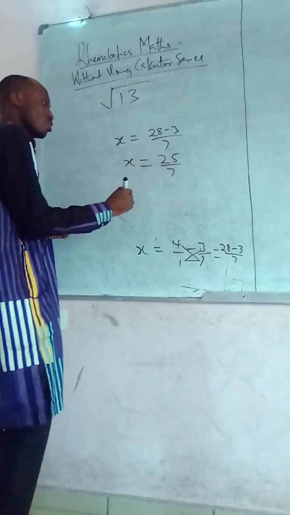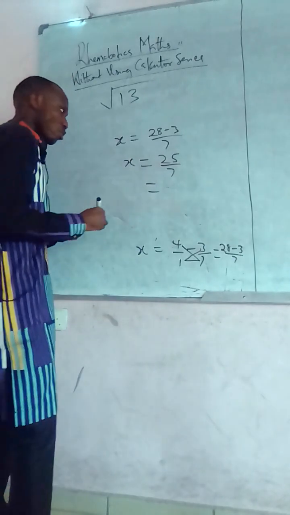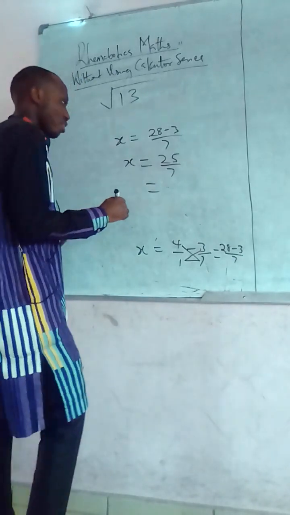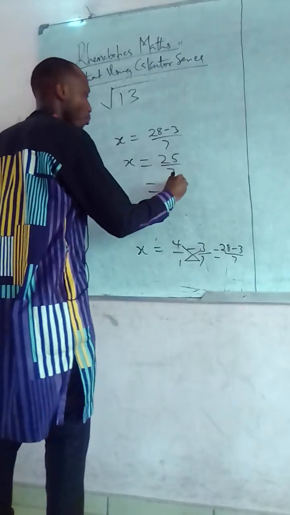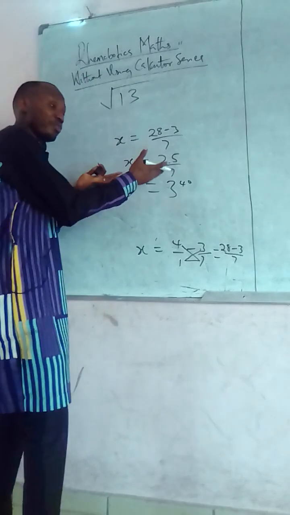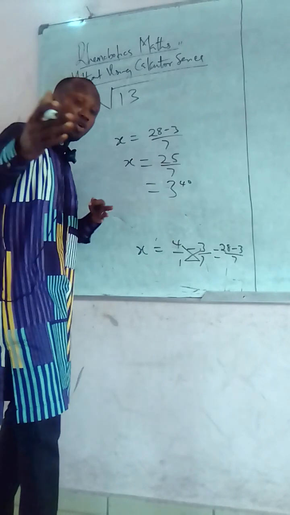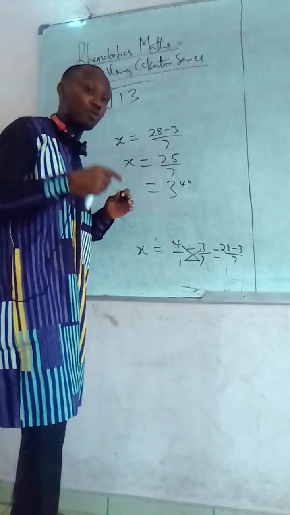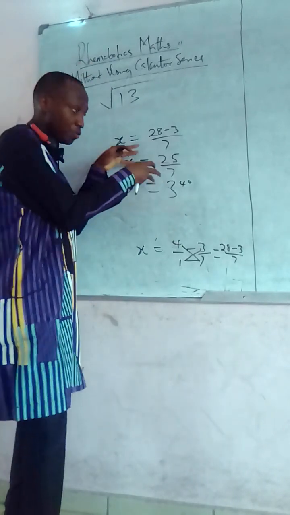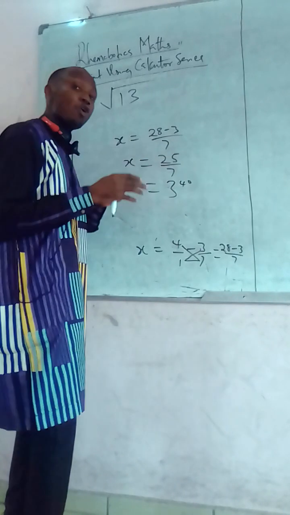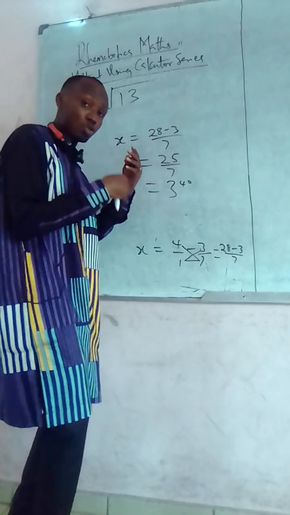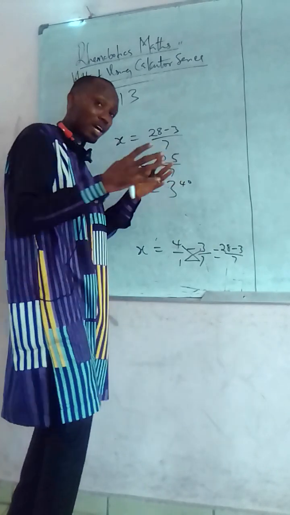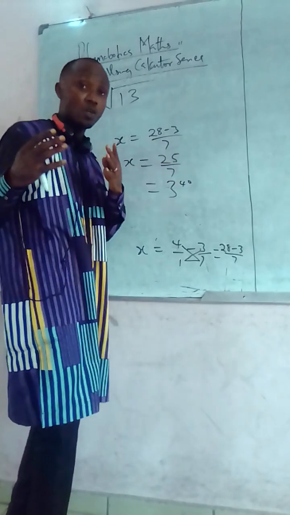So let's take this to decimal. 7 goes into 25 about 3 times, remainder 4. And I've taught you how to convert a fraction to decimal. If you've not seen that video, please go and look for it. Somewhere in this video you will see it. But you can still go to my channel and look for how you can convert a fraction to decimal.